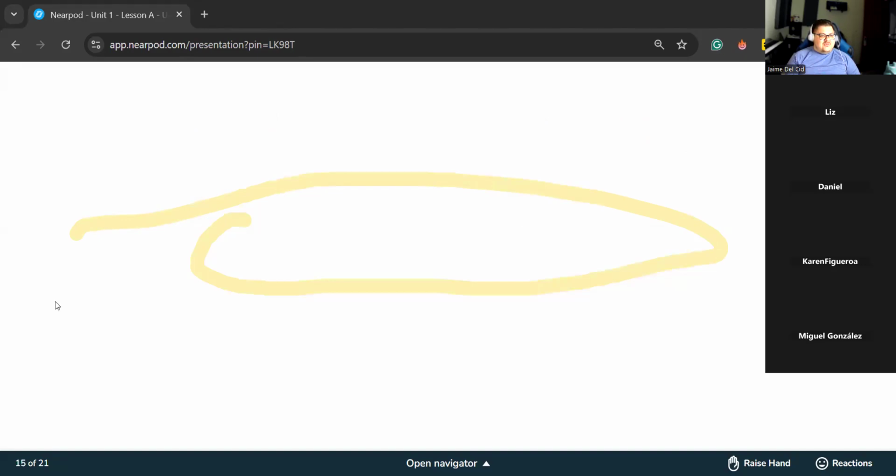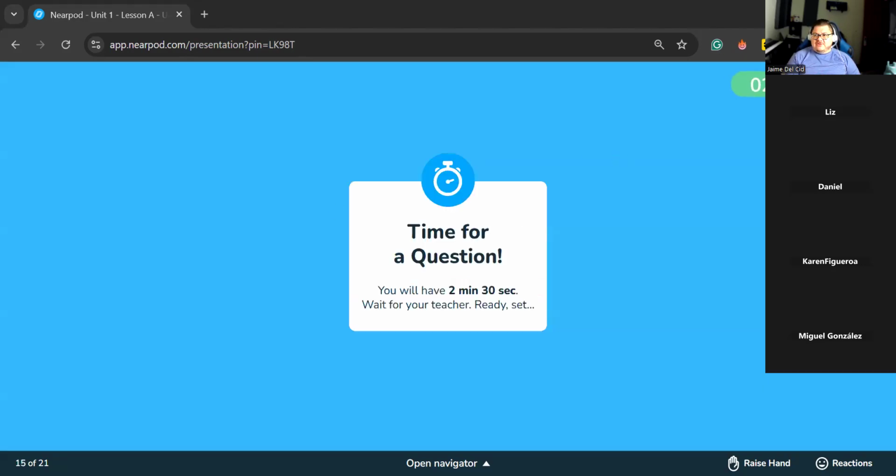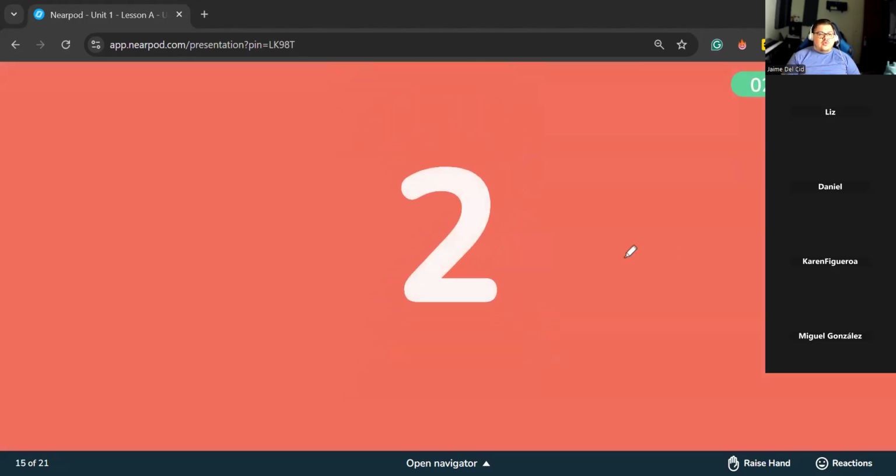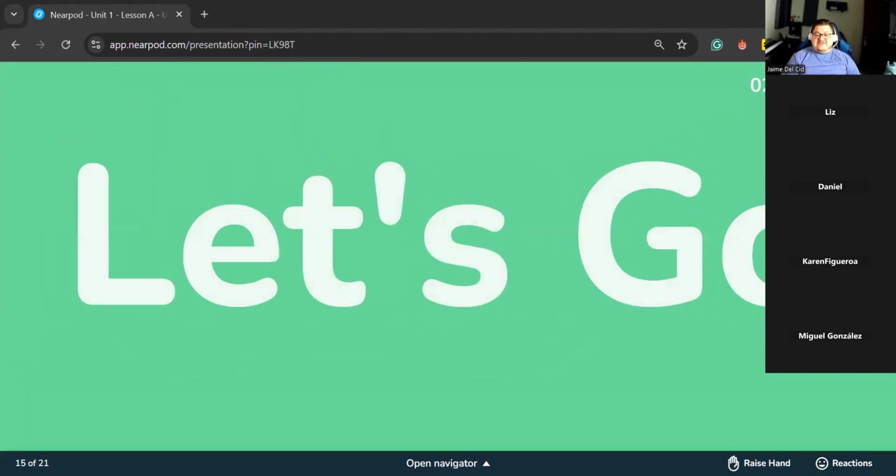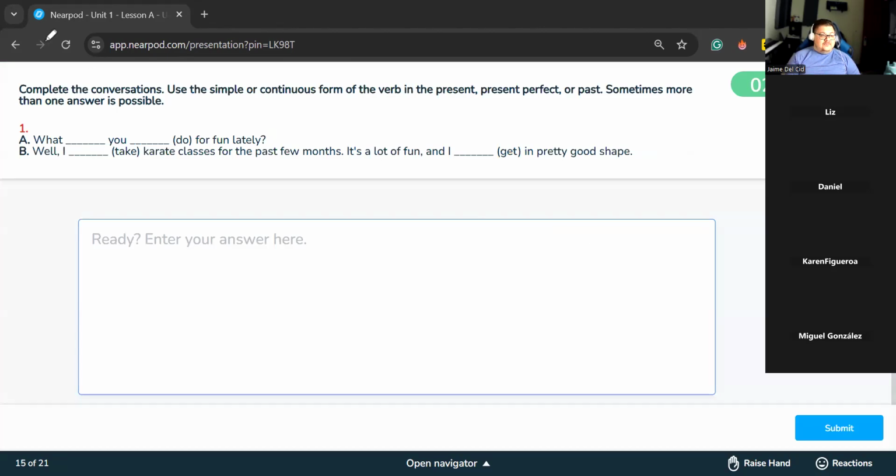So I'm going to stop sharing my screen. No, I'm going to actually start the activity. So 2 minutes and 30 seconds to finish number one. Los verbos están en paréntesis, okay? So you don't have to make that up. The verbs are there. You just have to decide if it's present perfect, simple present, or if it's past, and if it's a continuous form or if it's just a simple form.